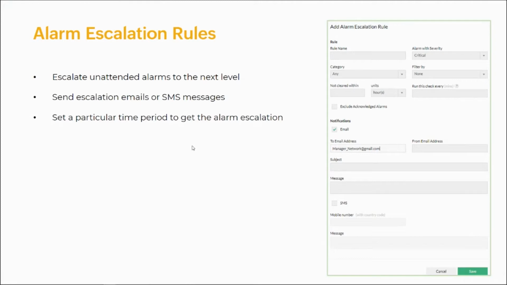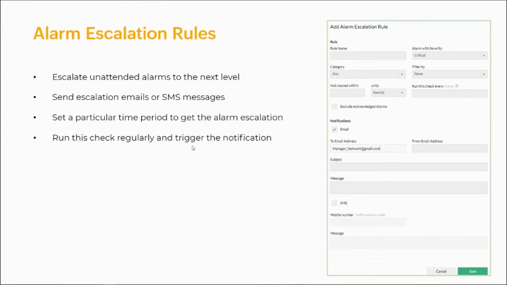You can do that. And likewise, you have the options to customize the time period in which the alarm escalation has to be triggered and what is the time interval in which the product has to check if the alarm is cleared or not. And you can run these checks regularly and trigger the notifications accordingly.